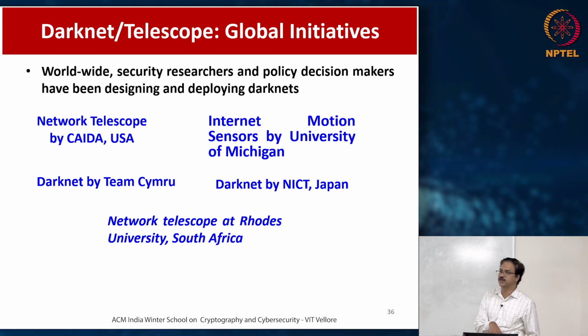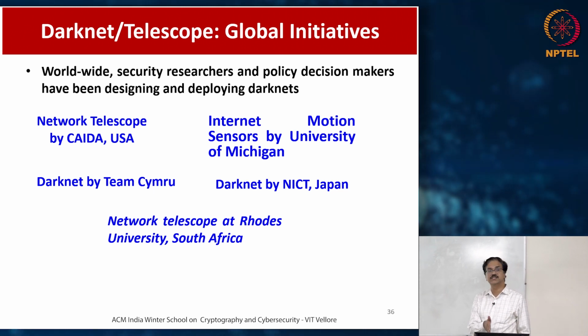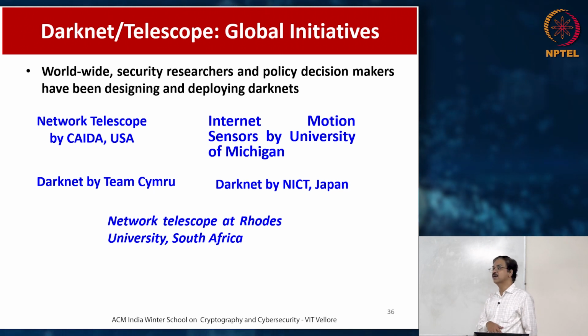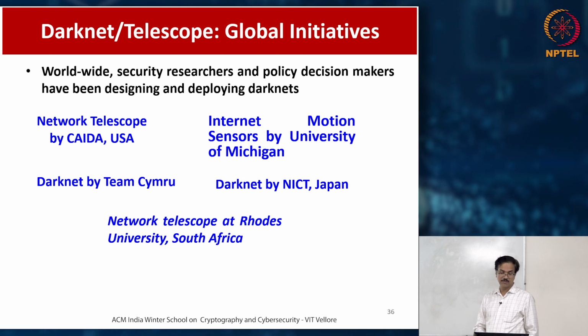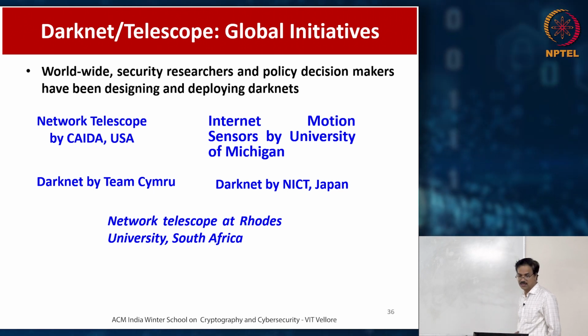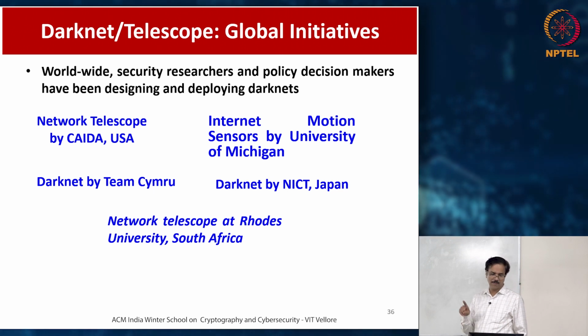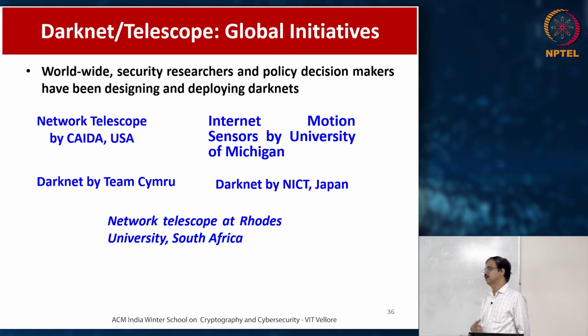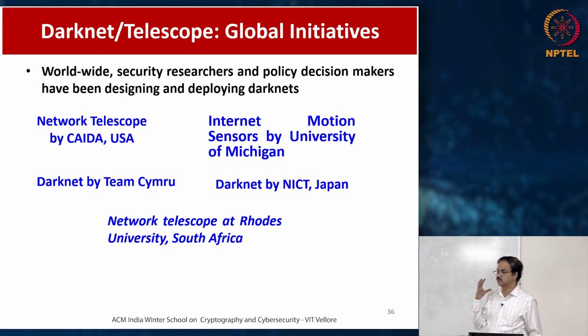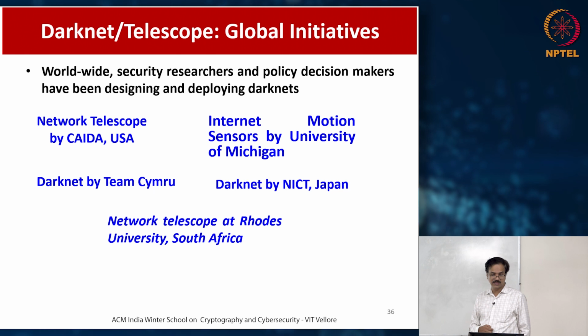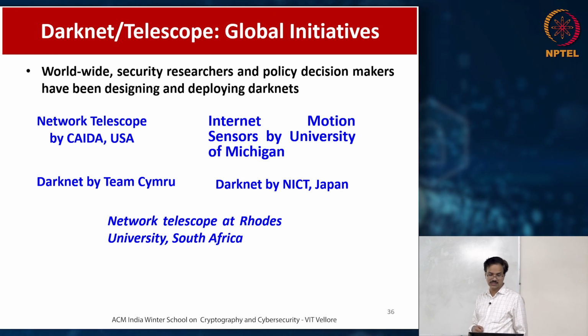This slide is slightly older. If you look now, you might even see more and more large-scale organizations involved in designing and deploying network telescopes or darknets. A typical example is the network telescope from CAIDA, the Center for Applied Internet Data Analysis. It's a good institution in the US. They specifically look at internet-related traffic and analyze it. There was another project, Internet Motion Sensor, and more.